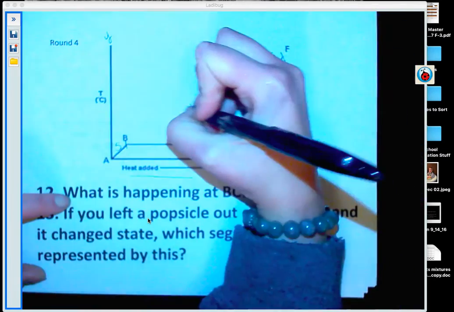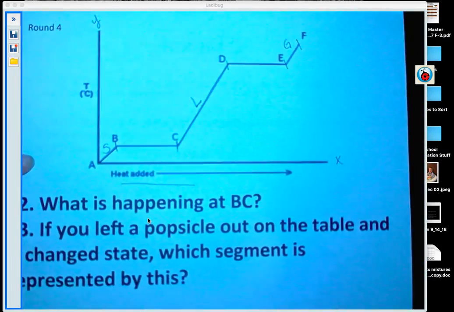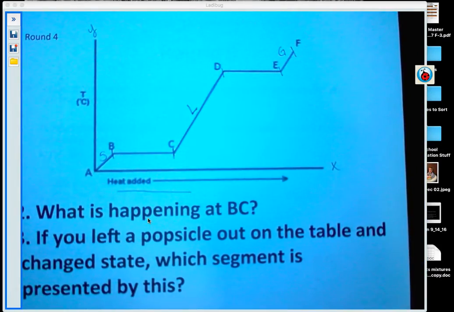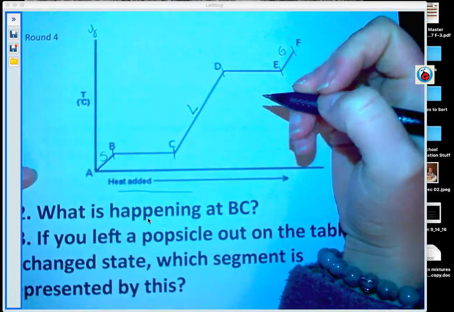So in between there, can you all see that? Push that down a little. In between C and D, it's all liquid. In between E and F, it's all gas. In between A and B, it's all solid.